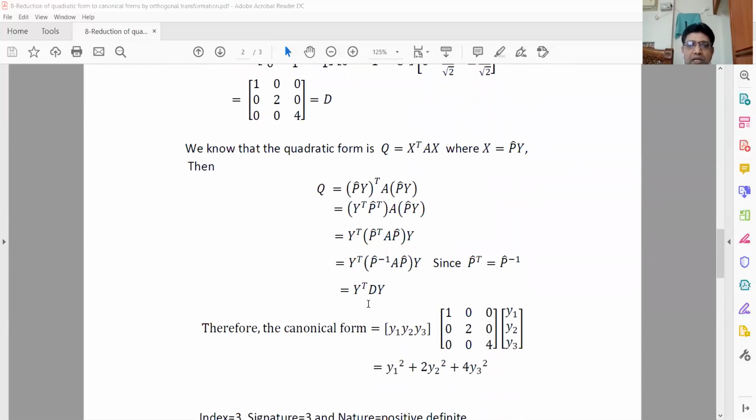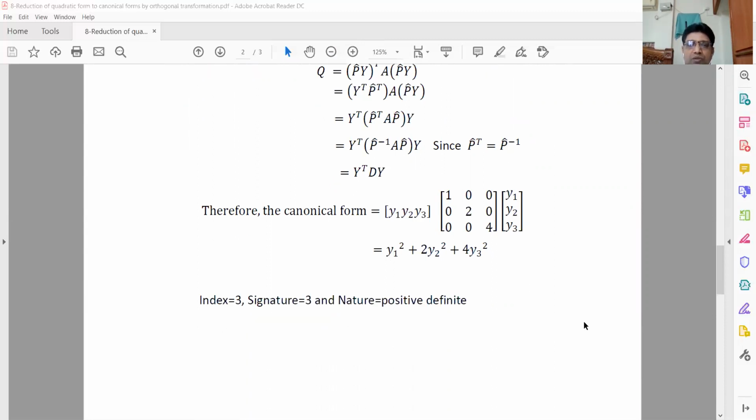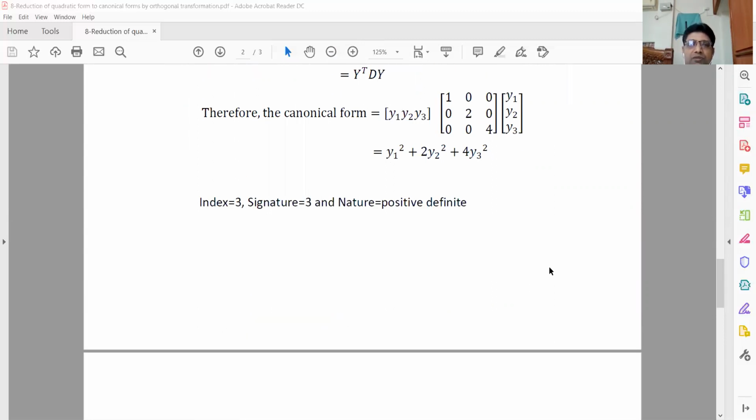So therefore the canonical form is Y transpose DY, where Y is the column vector y1, y2, y3. So its transpose is y1, y2, y3. D is the diagonal matrix we just got, and Y is y1, y2, y3. So this is the canonical form. So once you got the canonical form, writing index, signature and nature is very easy.